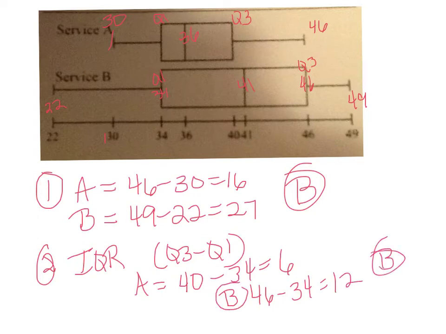That means the middle set of numbers, okay, is larger. So service A has probably the same amount of numbers, but their numbers are more compact. They're closer together. Where service B, their numbers are very spread out. So the larger the range, the larger the distance between the numbers. Okay.